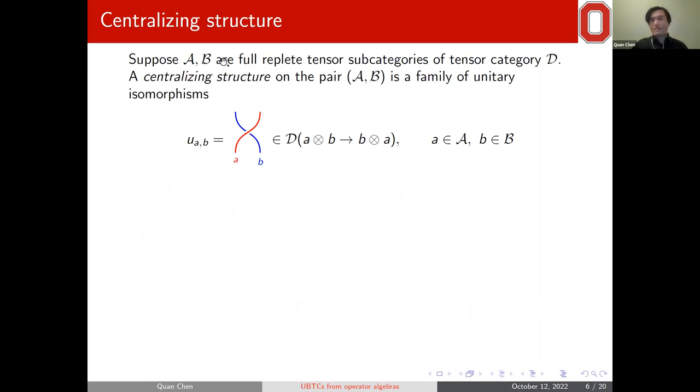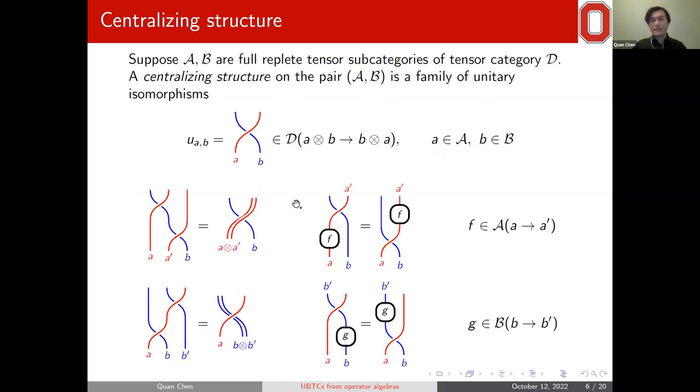If A and B are two full replete tensor subcategories of a tensor category D, a centralizing structure on the pair A and B is a family of unitary isomorphisms, u_{A,B}, from A tensor B to B tensor A, where u_{A,B} is a morphism in D, in this big category. They satisfy all the coherence conditions that you see from a braided tensor category, but we only ask for the braiding between the categories A and B.